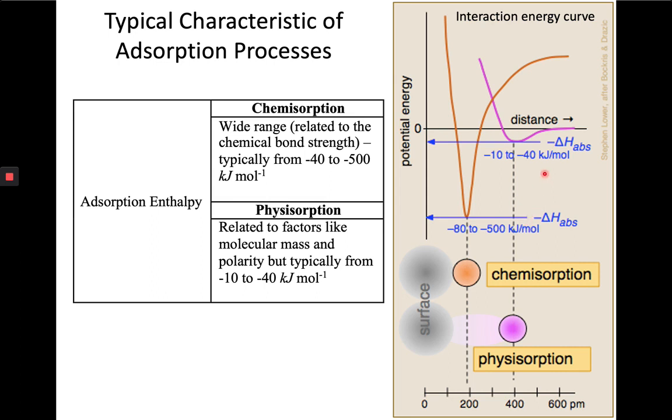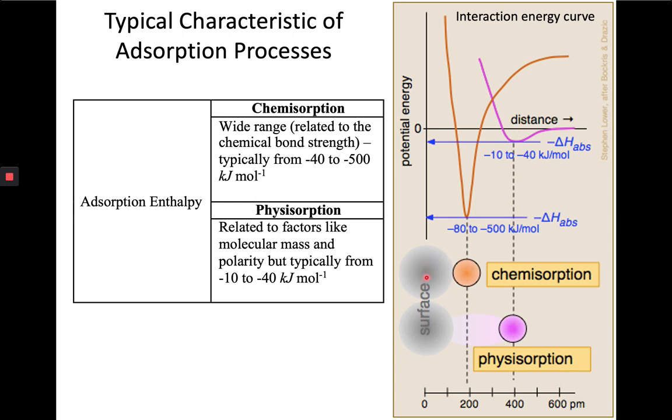First, let's see the interaction energy curve for chemisorption and physisorption here. Assume that at distance equals to 0 is the solid surface. The orange curve is the chemisorption and the pink curve is the physisorption. Okay, both curves have a minimum well which represent the adsorption of the molecule on the surface of the solid. The distance of the minimum well from the y-axis represent the types of bonding between the gas molecule and the solid surface.